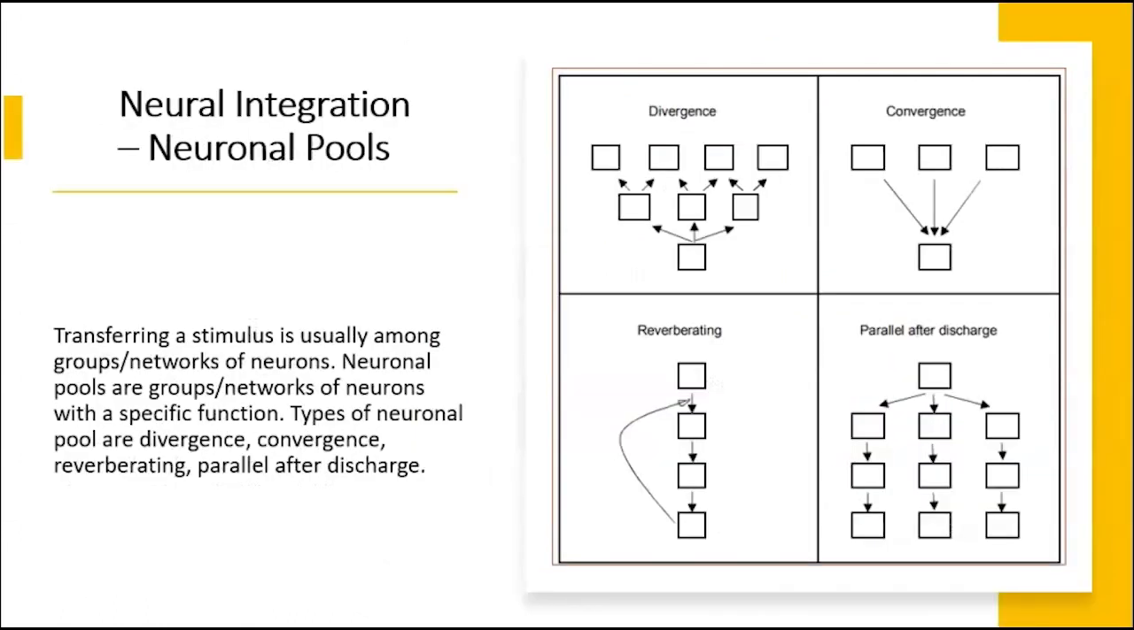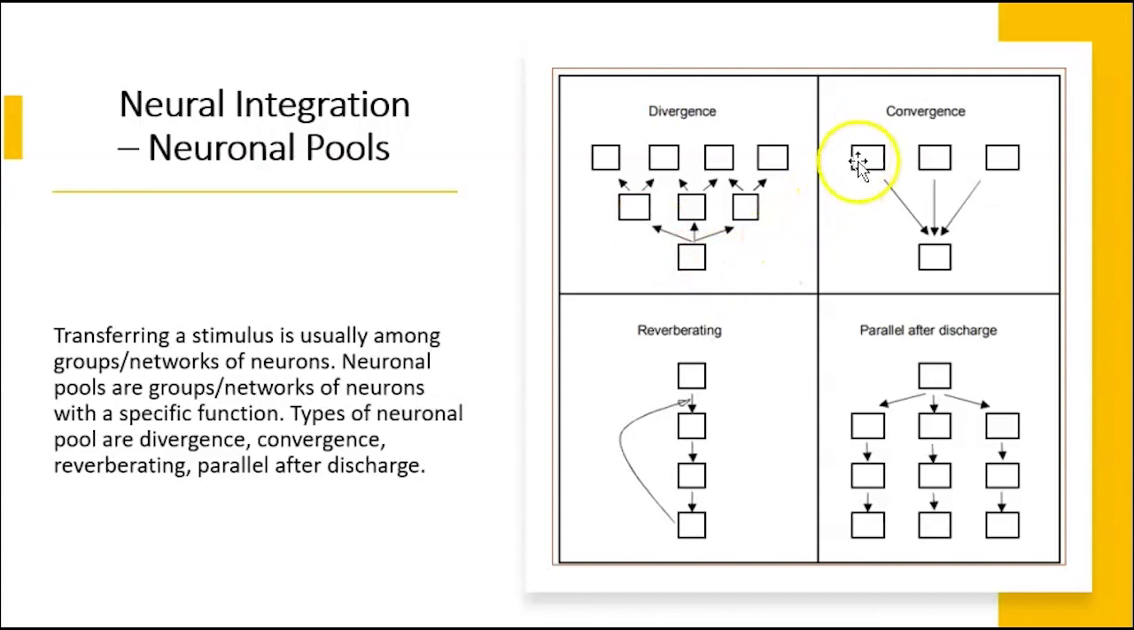The next topic is neuronal pools. It's a pool because the neurons work in groups. So the first one is divergence. For example, you have light, and with light, you will be able to see with this set of neurons. You're going to be able to maintain equilibrium with this set of neurons, and this set of neurons are going to tell you that you are awake.